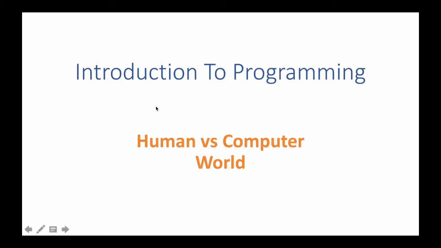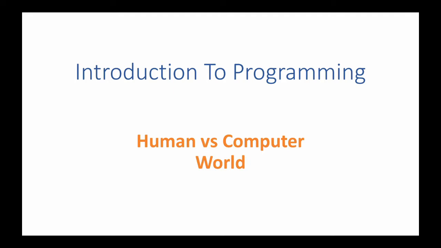This is our first video, Introduction to Programming, Human versus Computer World. Now, a lot of people when they go into programming, they start with some high level language like C, C++, Java. This video mainly focuses upon what happens after you write that program. After you have written the code, you have compiled the code, what happens during its execution, how it gets executed by the CPU of the machine on which you're operating.